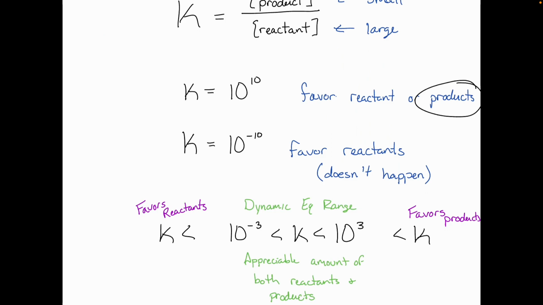What happens if K is in the middle? The middle range here is what we call the dynamic equilibrium range, which again means that there's a good amount of both products and reactants there. Depending on the exact value of K, if it's greater than 1, it slightly favors the products. If it's less than 1, it slightly favors the reactants. But there's an appreciable amount of both. You can't think about it as black and white, one side or the other.